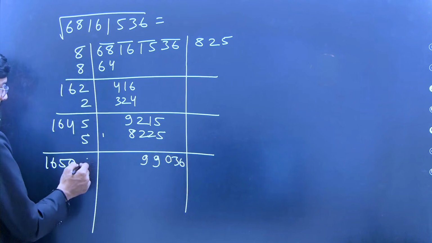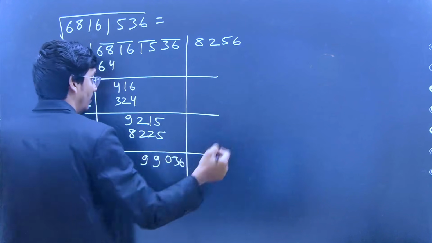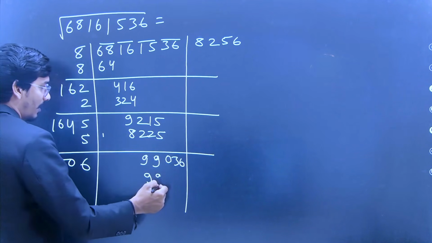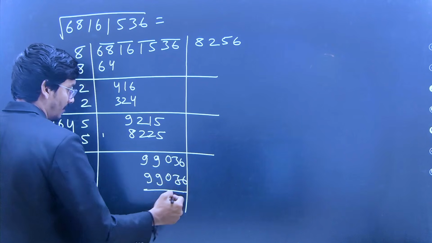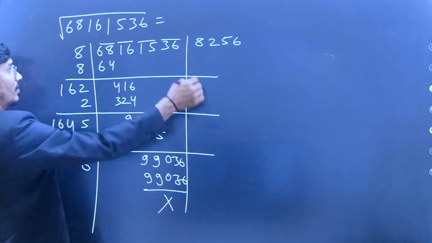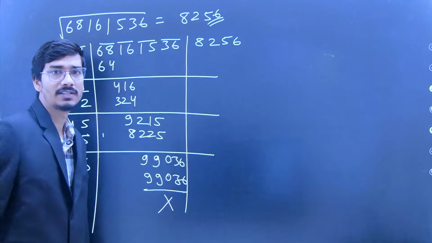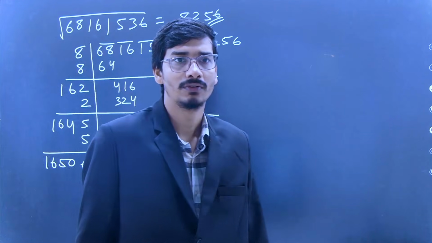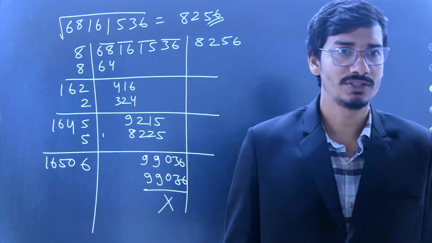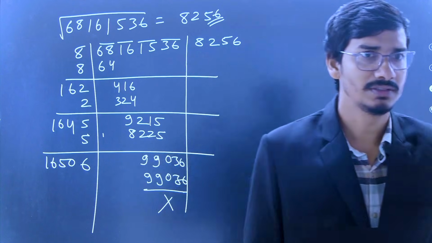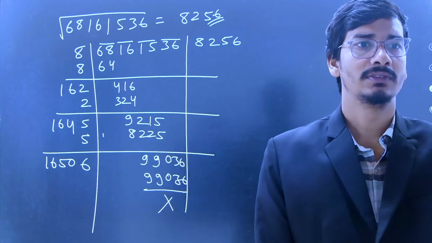So by what number? It's 6. So when you multiply 6 with this number, we will get what? 99036. Cancel. So what is the value, beta? 8256. 8256. Understood? Now understood? Everyone?